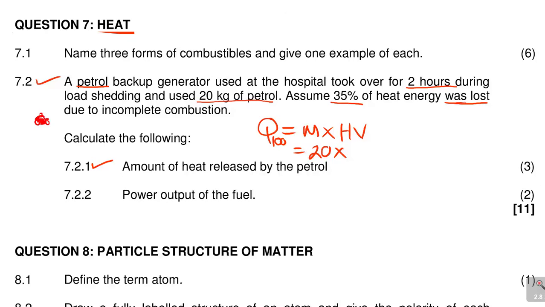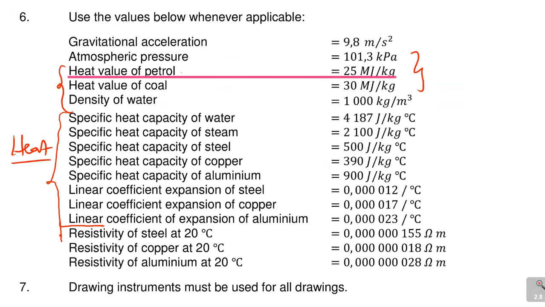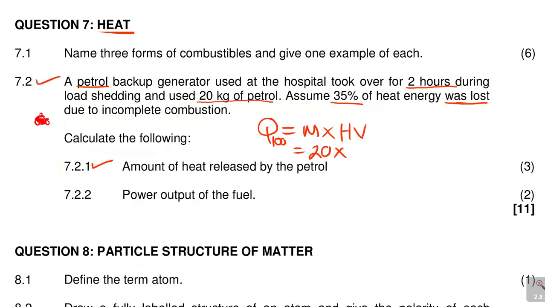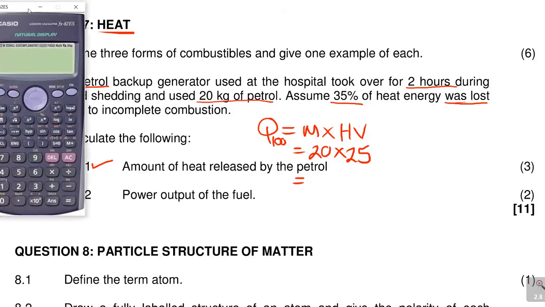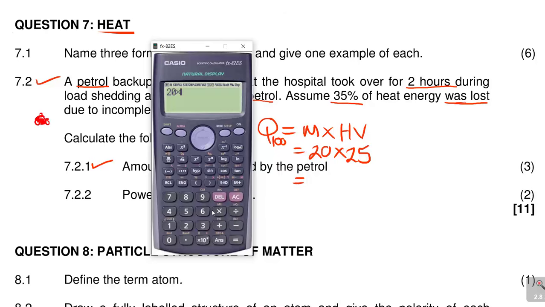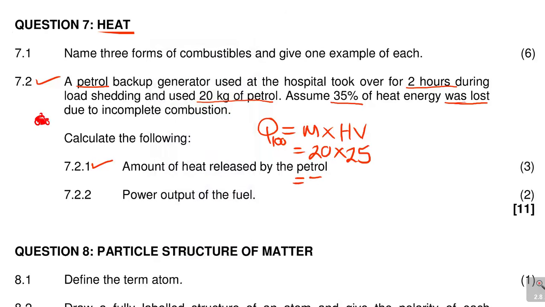Now let's go to the formulas and you will find the heat value of petrol, they did give us, it was 25 megajoules per kilogram. So if I multiply the two, I'll be having 20 times 25, and remember I am dealing with megajoules, so it's 500, because these are large numbers. It's 500 megajoules in this case.